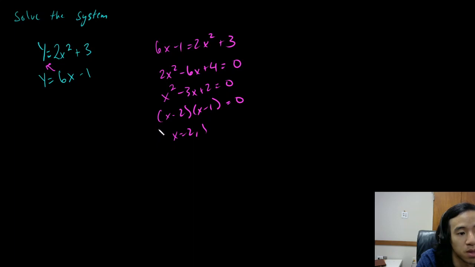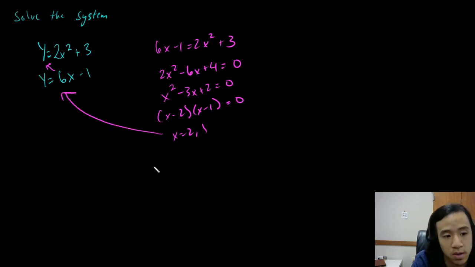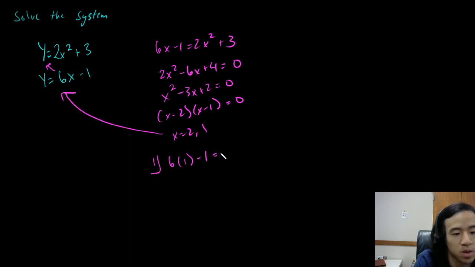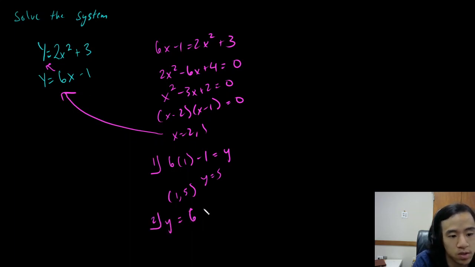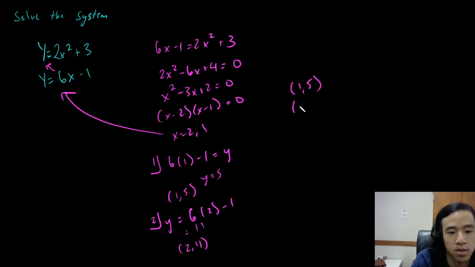Now we're going to do the same thing. So I'm going to plug this back into one of these equations to get the y coordinate. So let's do 1 first. So we get 6 times 1 minus 1 equals y, and that's equal to 5. So one of the coordinates is 1, 5. Plug in 2, and we get y is equal to 6 times 2 minus 1, and that's equal to 11. So the other one is 2, 11. So your 2 solutions are 1, 5 and 2, 11, and those are your answers.